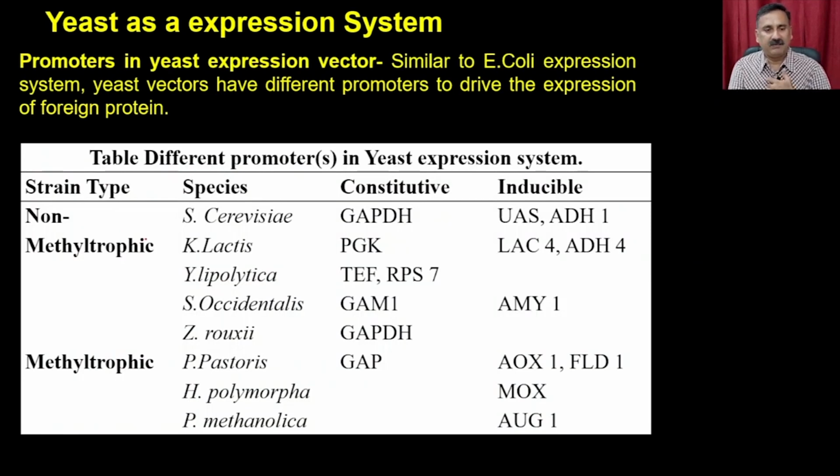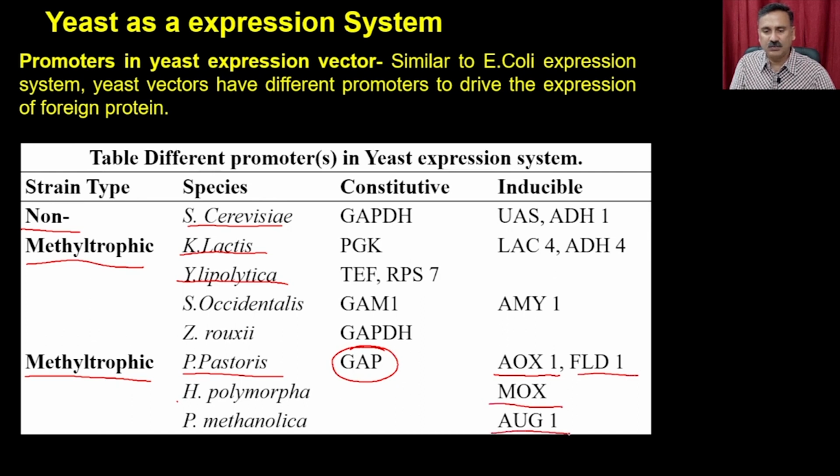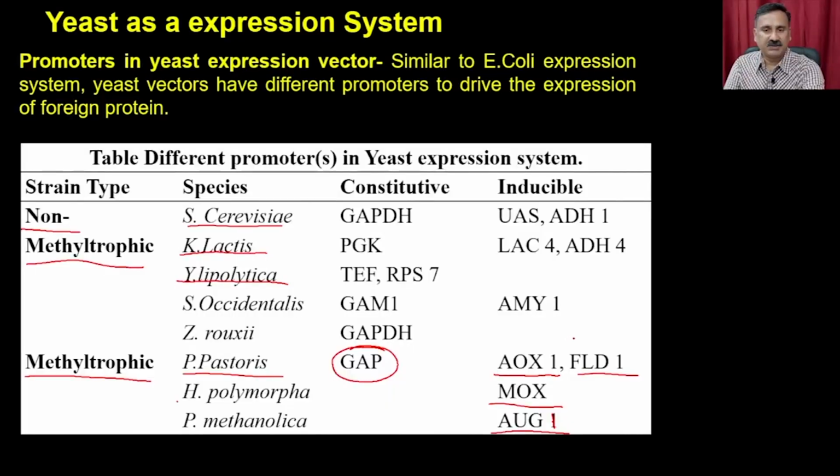So this is the table where I have given you the species and whether they use constitutive promoters or inducible promoters. In the non-methylotrophic strains, you have S. cerevisiae, K. lactis, Y. lipolytica, and others. They use an array of constitutive promoters as well as inducible promoters. In the methylotrophic strains, you have Pichia pastoris and Pichia methanolica, which use the GAP promoter, the GAPDH promoter, or the inducible promoters. You can use AOX1, FLD1, MOX, and AUG2, AUG1. So these are some of the promoters you can easily use in the different strains. Depending on the combinations, you can devise strategies to produce a protein in the yeast expression system.